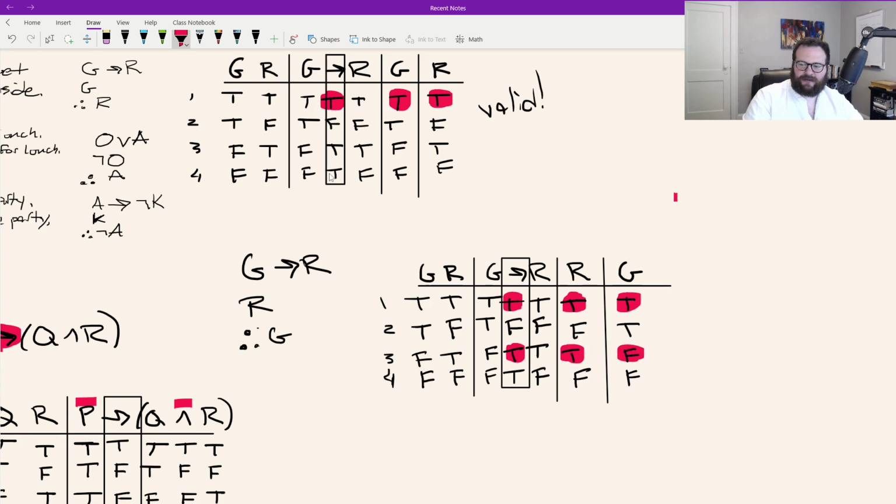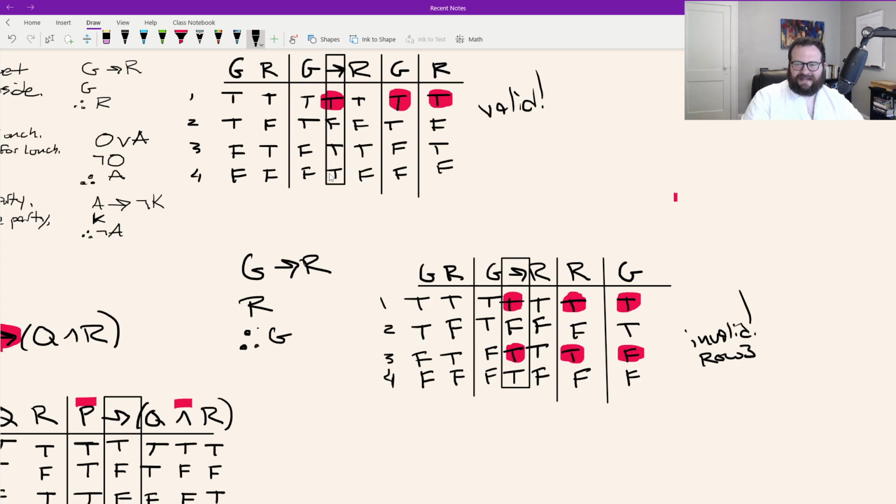But look, the conclusion is false. That's not supposed to be possible for a valid argument. The premises are supposed to guarantee the truth of the conclusion. And therefore, I can say this argument is invalid. And I would want to point my reader in the direction to see that this is the case. So I would say invalid, row 3, right?